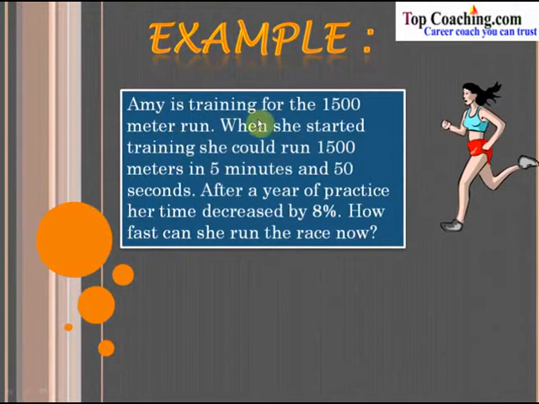Amy is training for the 1500 meter run. When she started training, she could run 1500 meters in 5 minutes and 50 seconds. After a year of practice, her time decreased by 8%. How fast can she run the race now? So in this example, Amy, who is an athlete, is training for the 1500 meter run. Initially, she could run 1500 meters in 5 minutes and 50 seconds. After a year of practice, her time decreased by 8%. Now we have to find out how fast she can run the race now.